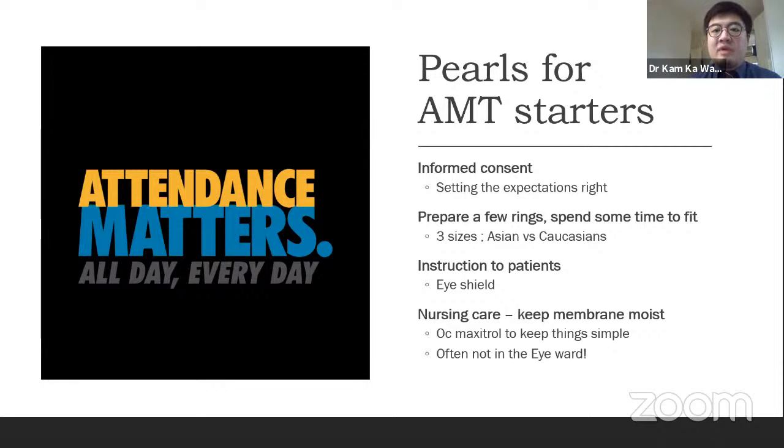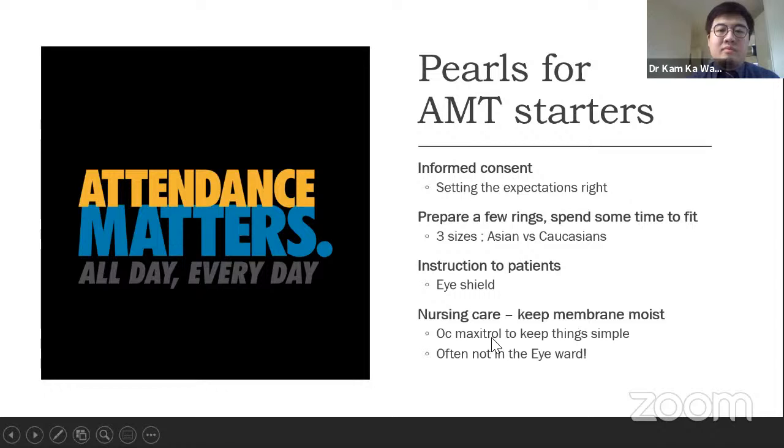You can try a few rings on the patient's eye before you pick the final one. I think Asian eyes sometimes are smaller and it's harder for us to fit. I usually prepare 3 sizes and will fit all of them before picking the final size. Instruction to the patient is very important: not to rub their eyes, and you can provide an eye shield to protect the membrane. And last but not least, nursing care is very important.